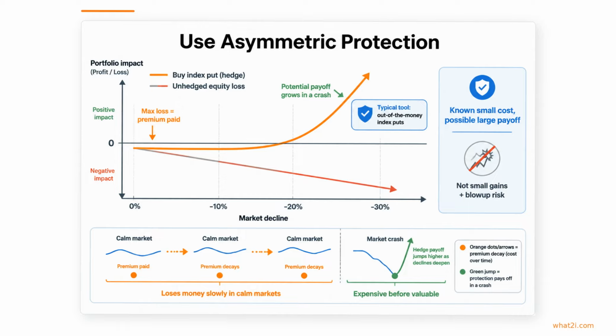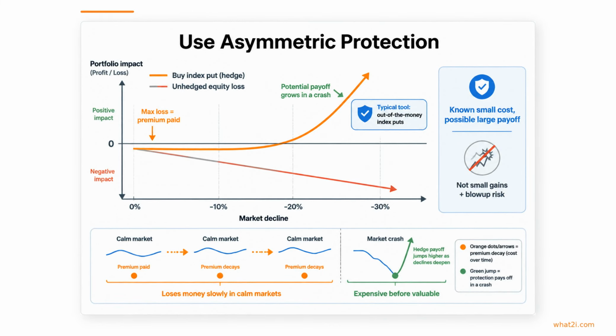If nothing severe happens, the most you typically lose is the premium you paid. But if markets fall hard, the value of the put can rise sharply and offset a meaningful portion of portfolio losses. Many investors use out-of-the-money index puts for this purpose because they are tied to broad market declines rather than a single stock. The trade-off is that these hedges often lose money slowly in calm periods, so they require patience and a clear reason for being held.